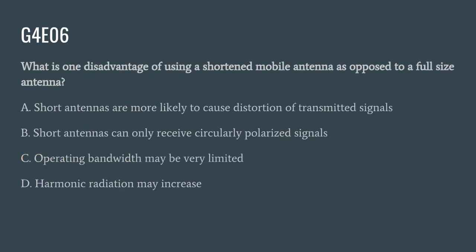G4E06, what is one disadvantage of using a shortened mobile antenna as opposed to a full-sized antenna? A, short antennas are more likely to cause distortion of transmitted signals. B, short antennas can only receive circularly polarized signals. C, operating bandwidth may be very limited. Or D, harmonic radiation can increase. Correct answer here is C, operating bandwidth may be very limited.